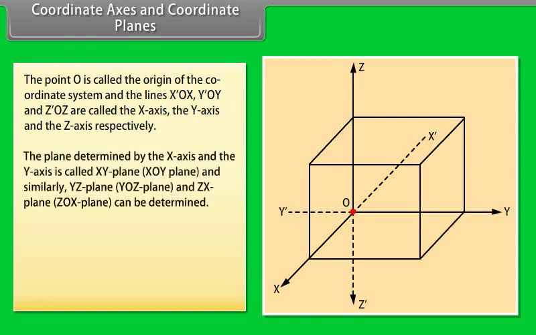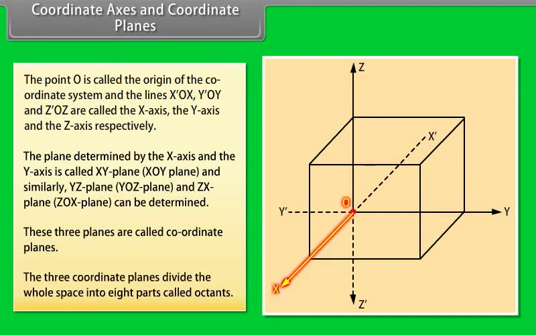The plane determined by the x-axis and the y-axis is called the xy plane, that is XOY plane, and similarly the YZ plane, that is YOZ plane, and the ZX plane, that is ZOX plane, can be determined. These three planes are called coordinate planes. The three coordinate planes divide the whole space into 8 parts called octants.